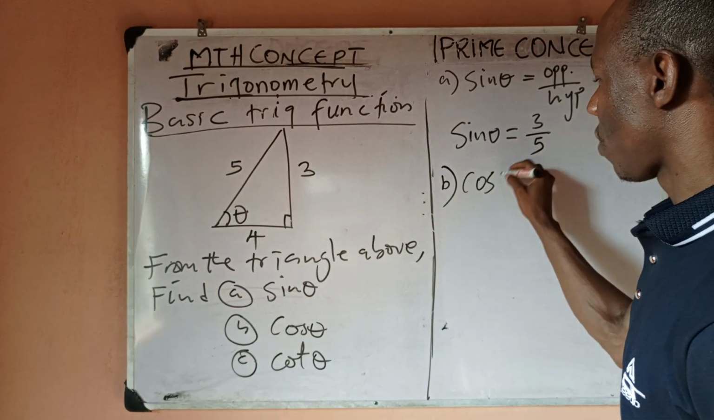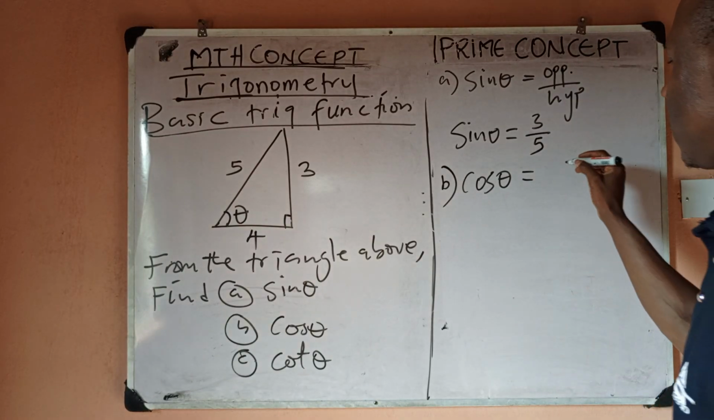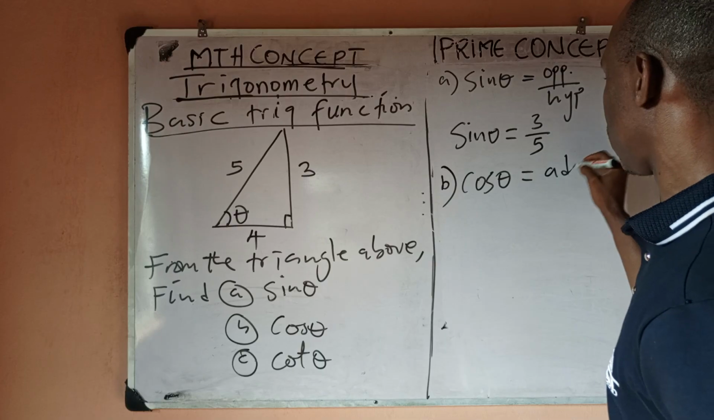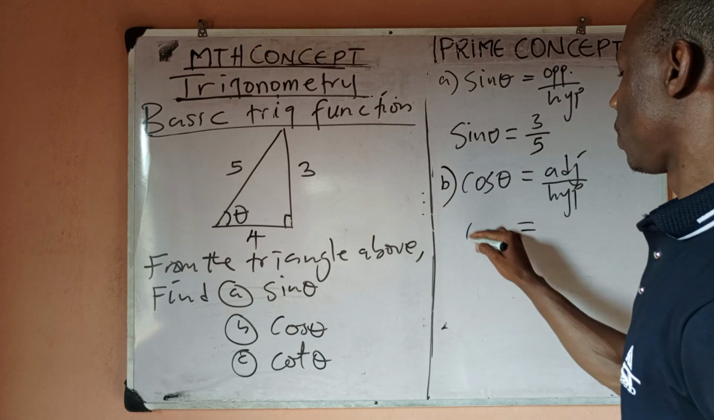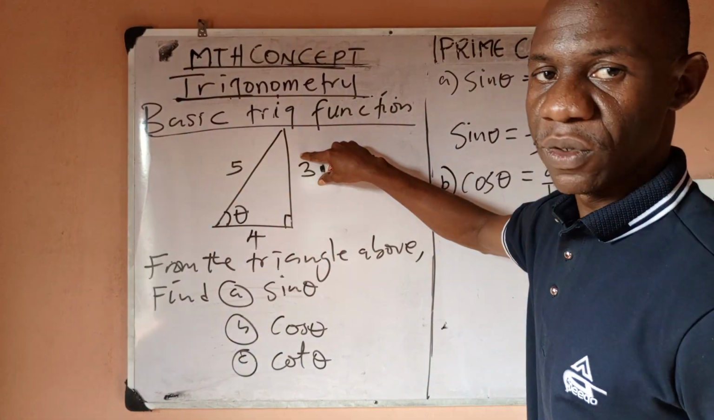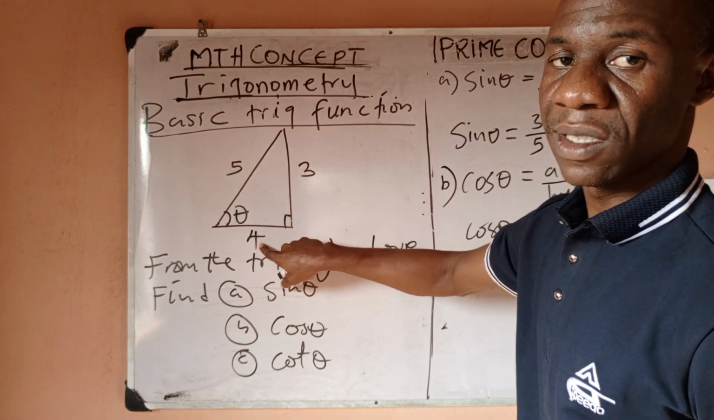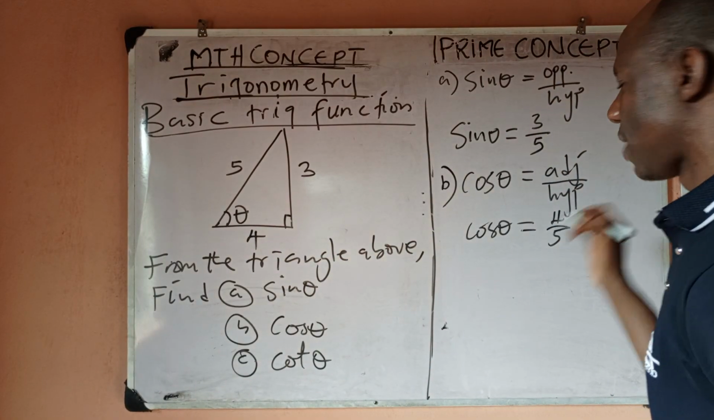So let's check that of B. B says cos theta. So what is cos theta? Cos is adjacent over hypotenuse. So it means that to find cos, since this is opposite, I should know that this is adjacent. So it means 4 over 5. So that is cos.